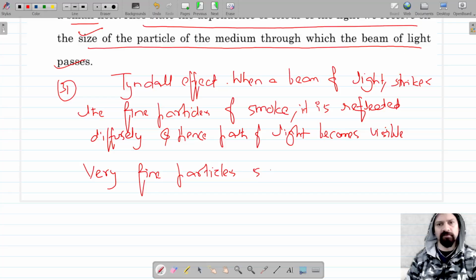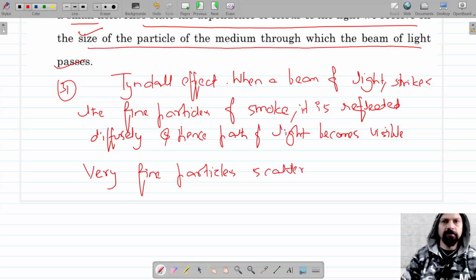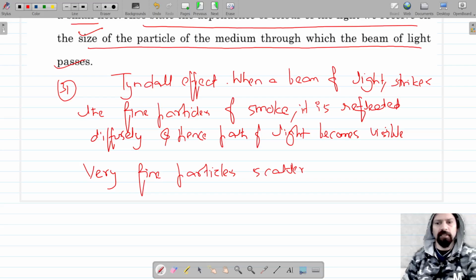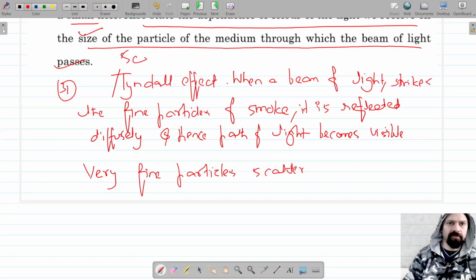So very fine particles scatter light of shorter wavelength. Now the scattering of light makes the particles visible. This is called the Tyndall effect. We can also write here the scattering of light.